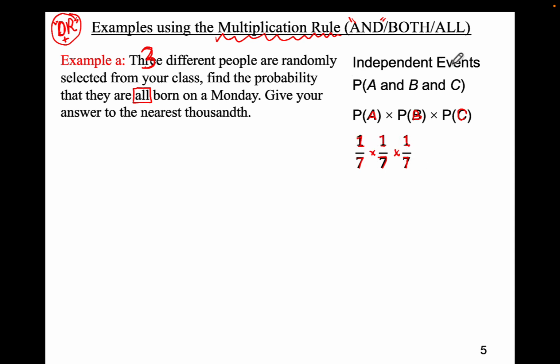Now we just have to remember how to multiply fractions. Okay, unlike adding fractions, we do have to multiply the denominators. We have to perform the operation on the numerators and on the denominators. 1 times 1 times 1 is 1. 7 times 7 times 7 is 343. If you're asked to give that to approximately 3 decimal places, which we were, give your answer to the nearest thousandth. Thousandths is 3 decimal places. Then we would write it as 0.003.